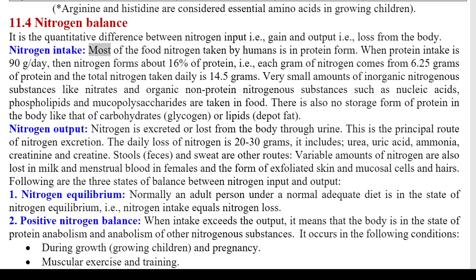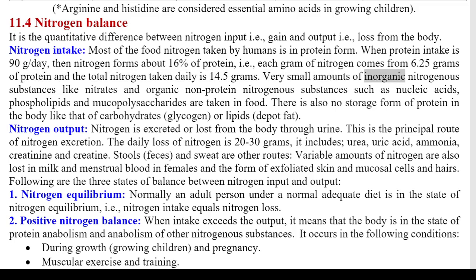Nitrogen intake. Most of the food nitrogen taken by humans is in protein form. When protein intake is 90 g/day, then, since nitrogen forms about 16% of protein, i.e., each gram of nitrogen comes from 6.25 grams of protein, the total nitrogen taken daily is 14.5 grams.